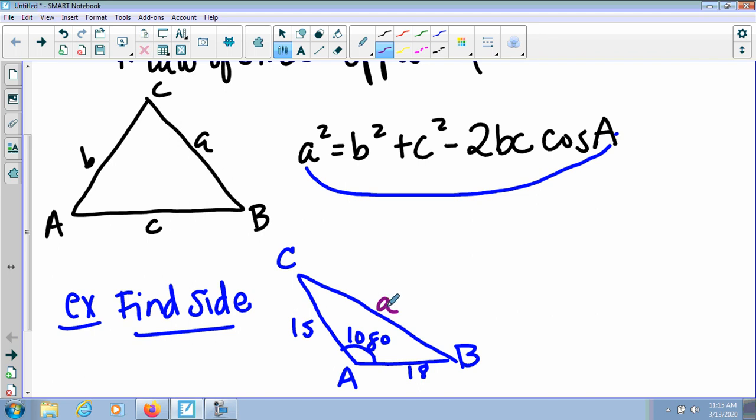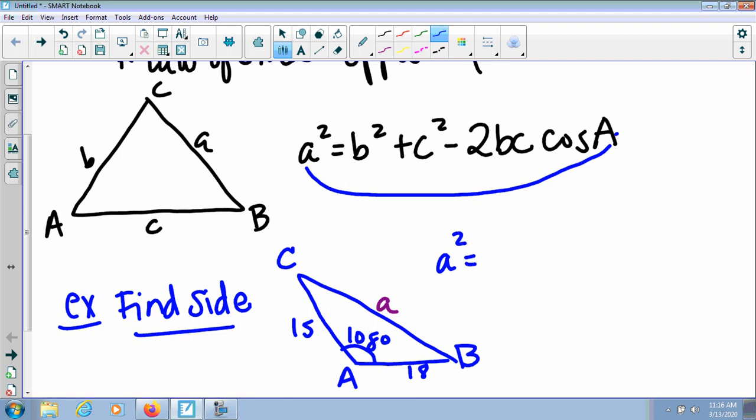Okay? So we don't know little a, but we know big A. We know side B and side C. But we don't have an opposite pair, so there's no way for us to use law of sines, so we have to use law of cosines. So we'll just plug in. We don't know little a, that's the side we're looking for, so that's going to be our unknown.